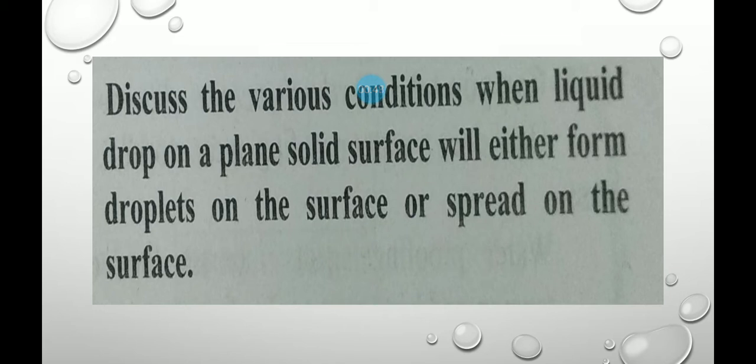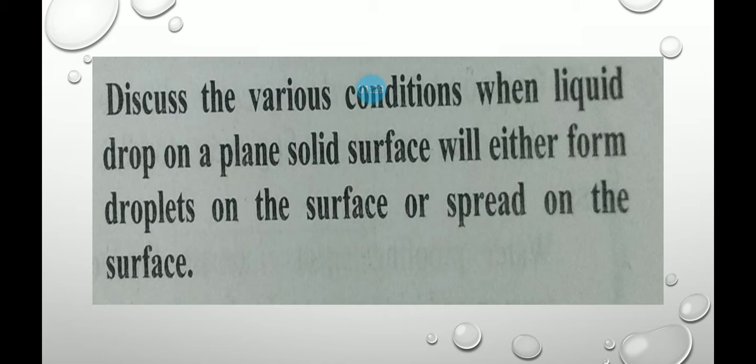At the last period we also discussed why the free surface of some liquids in contact with a solid is not horizontal, and we discussed three cases: acute angle of contact, obtuse angle of contact and zero angle of contact. Now, in this lecture, we will discuss the various conditions when a liquid drop on a plain solid surface will either form droplets on the surface or spread on the surface.